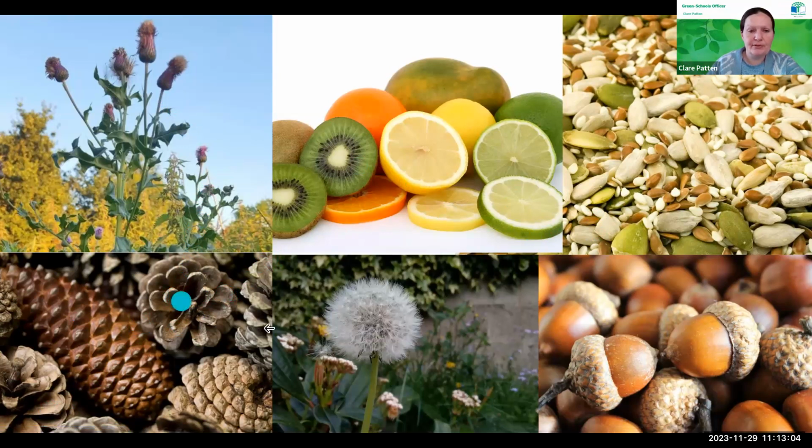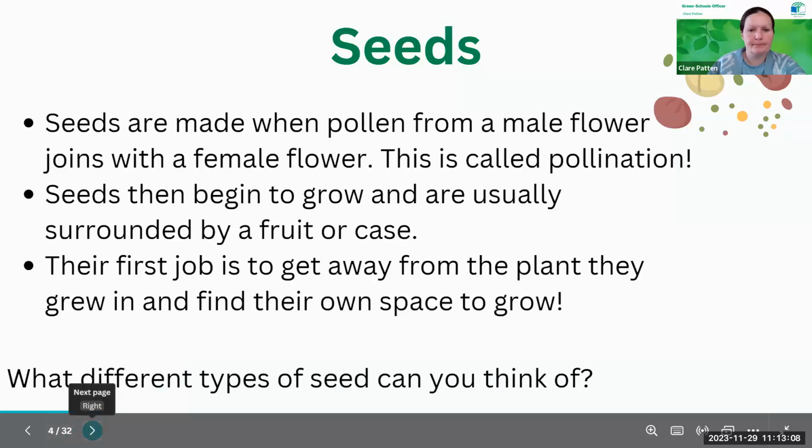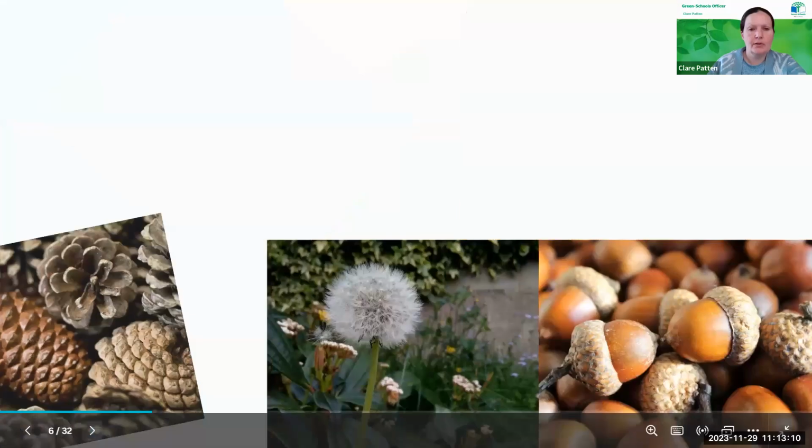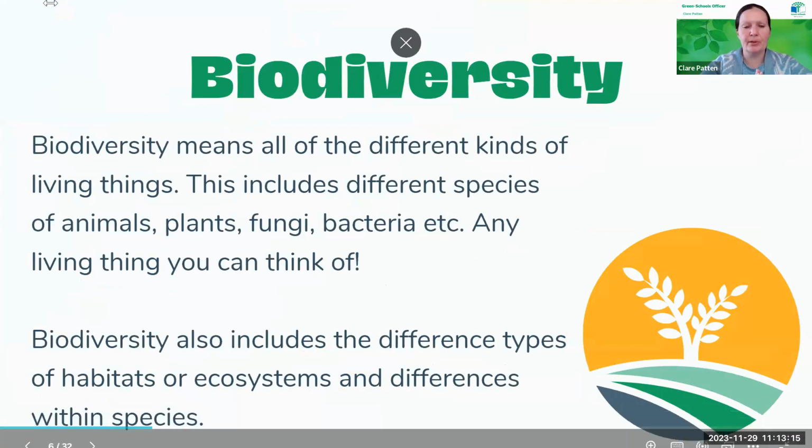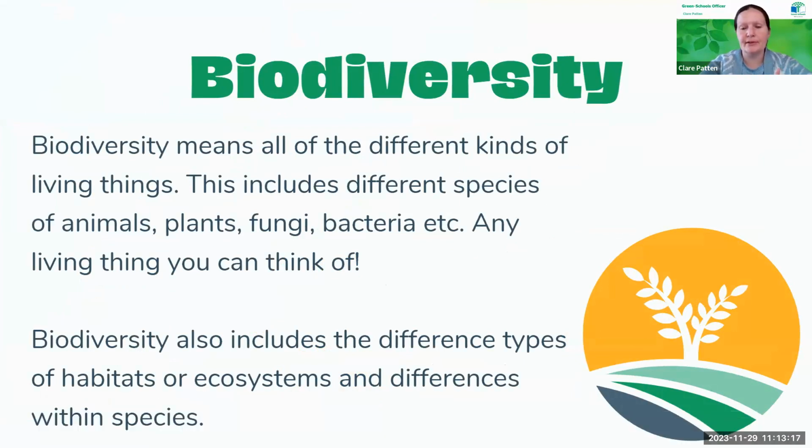So next thing we're going to talk about is biodiversity. Biodiversity, again, you're probably all very familiar. It means all of the different kinds of living things. This includes things on many different levels. First of all, any living thing: we're talking about animals, plants, tiny things like bacteria, viruses, fungi. So anything that is alive is part of biodiversity.